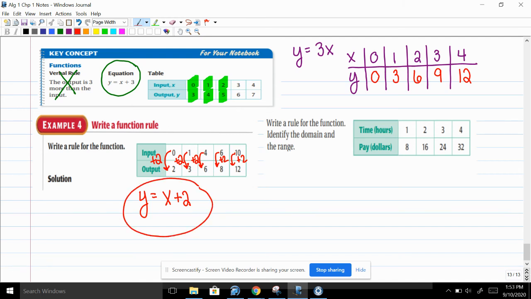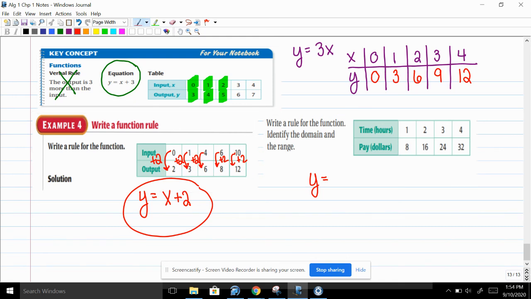Over here with this time and pay chart, they want us to do the same thing. They want us to write a rule for the function, identify the domain and range. We're going to write the rule first. So it's going to be y equals, and we're going to see what's going on with the x's and the y's. If you were to check simple addition from 1 to 8, that would be 1 plus 7. If you try to apply that rule over here, 2 plus 7 is certainly not 16. 2 plus 7 is 9. So that rule is out the window.